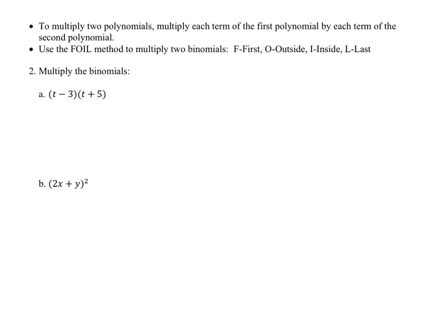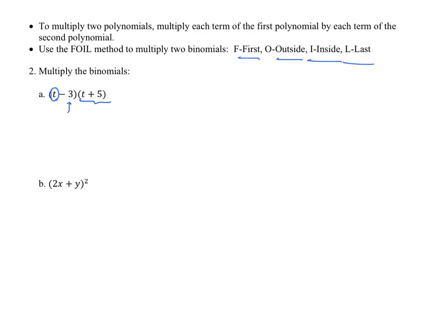So now we are going to multiply two binomials together. And we can use the FOIL method, which is first, outside, inside, last. I think to look at it as a double distribution is awesome as well. What we're going to do is take this t and multiply it by the entire t plus 5. And then we're going to take this negative 3 and also multiply it by the entire t plus 5.